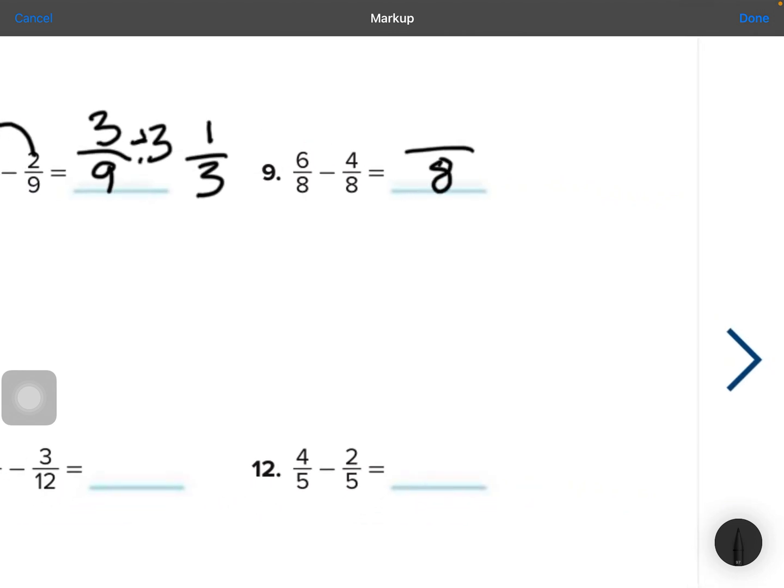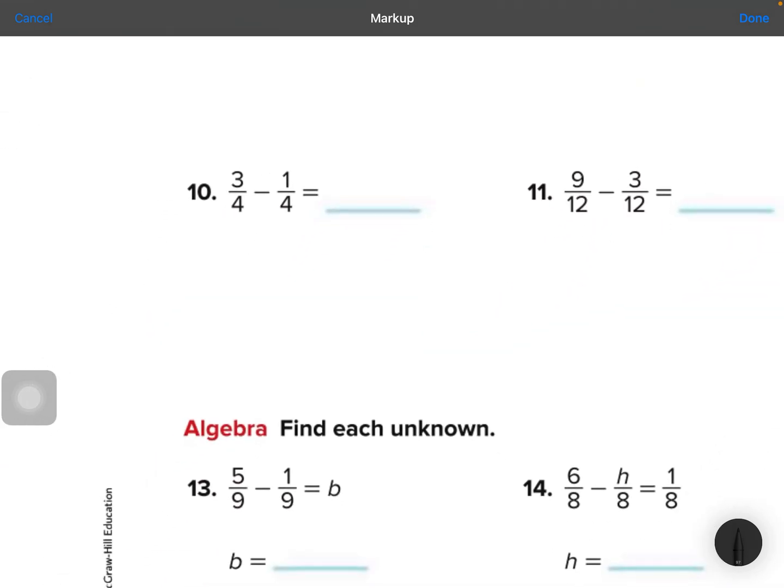Number 9, bring the denominator straight across. 6 minus 4 is 2. Oh, I can simplify. I can divide them both by 2. 2 divided by 2 is 1. 8 divided by 2 is 4. My final answer is 1/4.